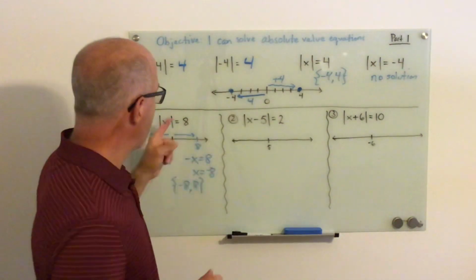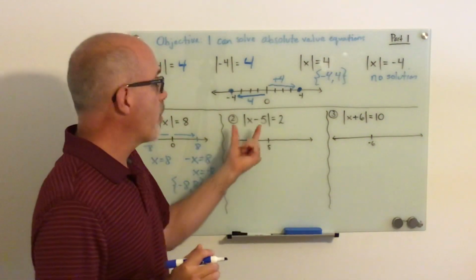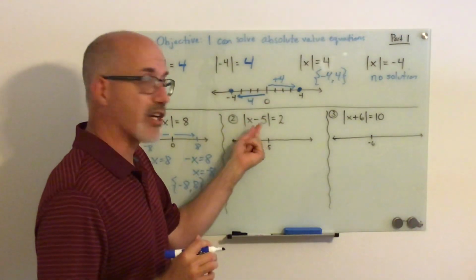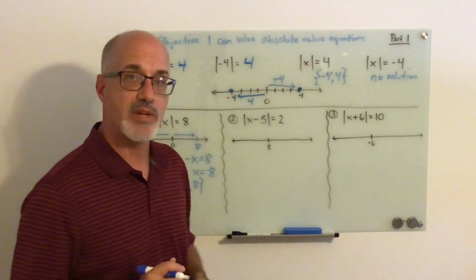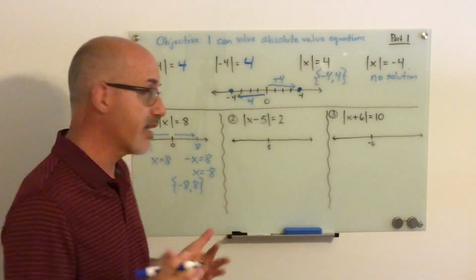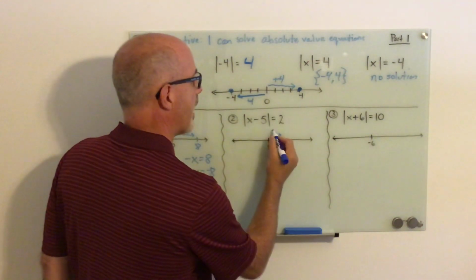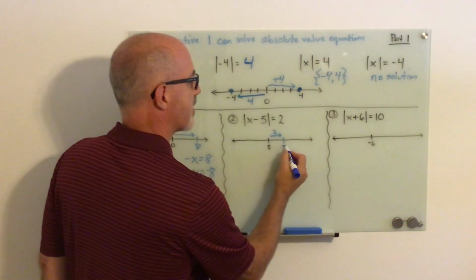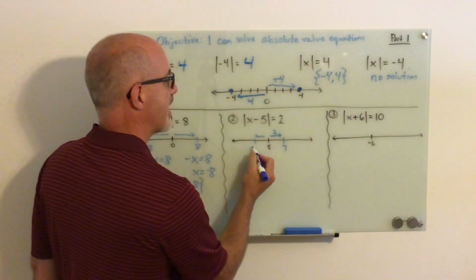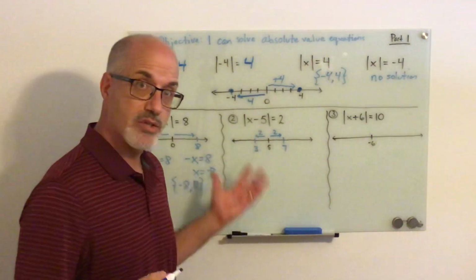Now on this one, because it's not just the variable itself in there, but x minus 5, we want to know what would give you 0 on the inside here. Well, notice 5 minus 5 would give you 0. So 5 is what we're actually centering our number line on. And what we want to know is what numbers are 2 units away from 5. That takes us out to 7. And then also 2 units in this direction takes us out to 3. So I get two answers, 3 and 7.